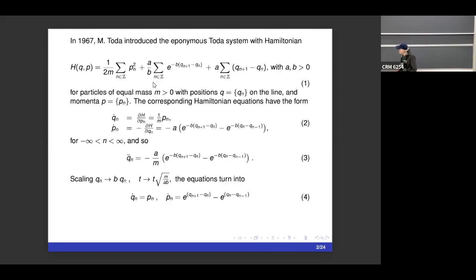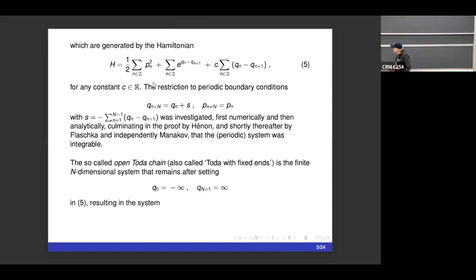And for any finite N, the equations take the form 3. So you get equation 3, the second order equation for the q's, and then after you scale both the positions and the time, the equations take the form 4, which is more familiar perhaps, and which are generated by a Hamiltonian of the form 5, where c is any constant.